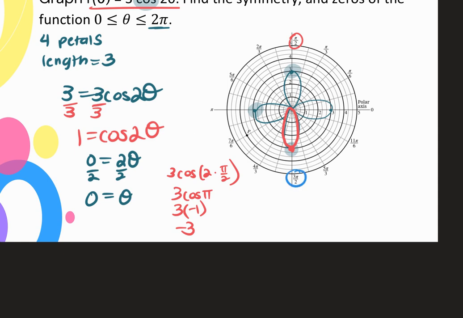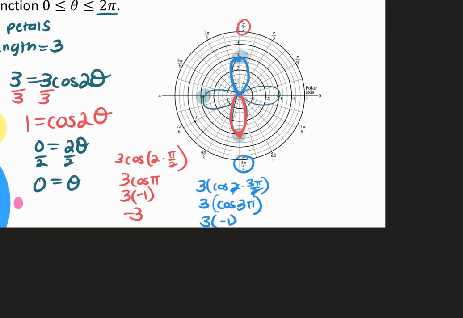If I plug in 3 pi over 2, I get 3 cosine of 3 pi. What's cosine at 3 pi? Where is 3 pi? 3 pi is where pi is, right? Which is -1. And that just got me this one. So it still gets you both petals. And then the last one's pi. If we want to check it, 3 cosine 2 pi. Cosine at 2 pi is what? 1. And now that's my last petal.